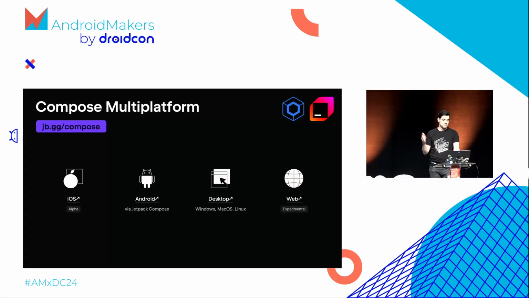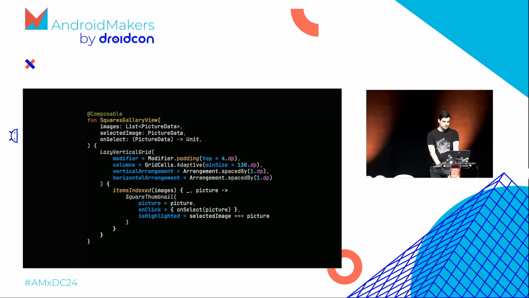Currently, we support the following targets. We have iOS, Android, desktop, and web. On iOS, Compose Multiplatform is currently in alpha. It has been announced at last year's Kotlin Conf. On Android, running Compose Multiplatform is really just running Jetpack Compose, so that's of course stable. Compose Multiplatform is also stable on desktop, and it's currently experimental on web. And naturally, we are moving towards stabilizing these two platforms.